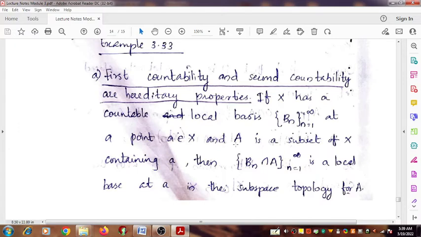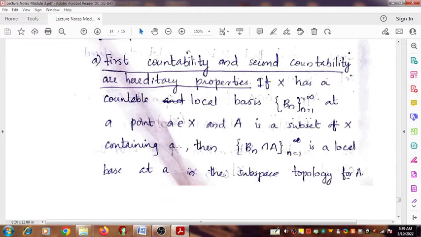After stating this, we consider a subspace A of X, and let A also contain the point a. Since a is a fixed point in X, the same point must be present in the subspace also, and only then can we define this. Thus we assume that a is present in A also.